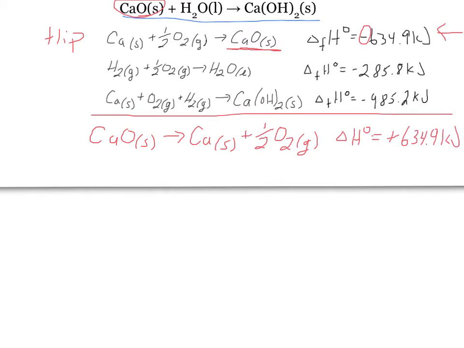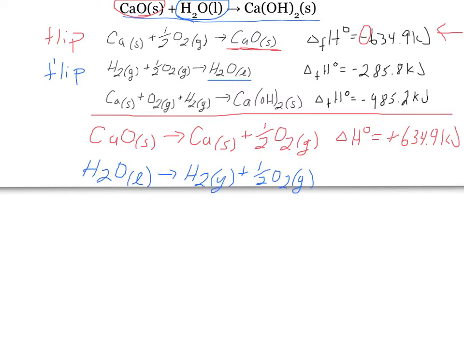I can now do the exact same thing for water, because you can see that water is a reactant, what I'm looking for, and it's a product in the reaction that I have, so I'm going to flip this second reaction as well. And because I've flipped it, I have to do the exact same thing to my delta H and flip it into an endothermic reaction as well. The last thing that we're looking for is calcium hydroxide, and you can see that calcium hydroxide is a product in both situations, so we can keep the exact reaction that we already have.